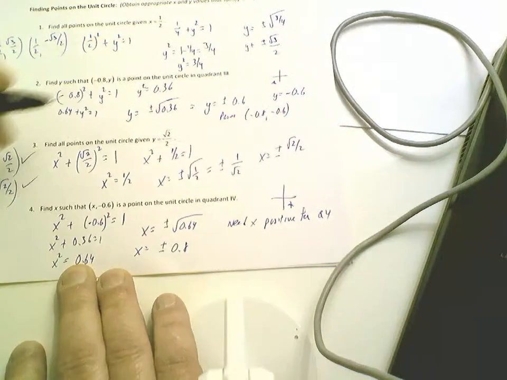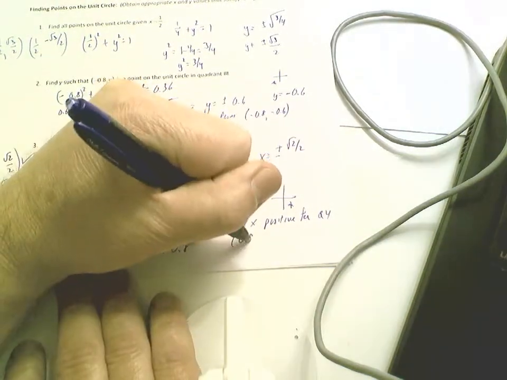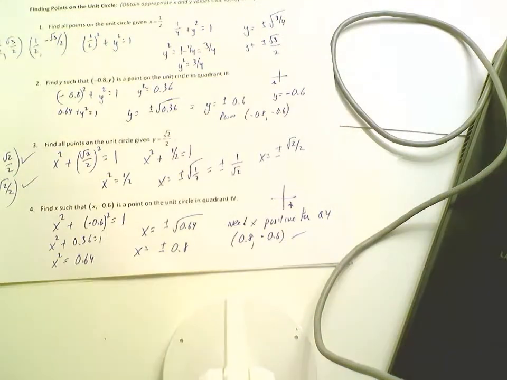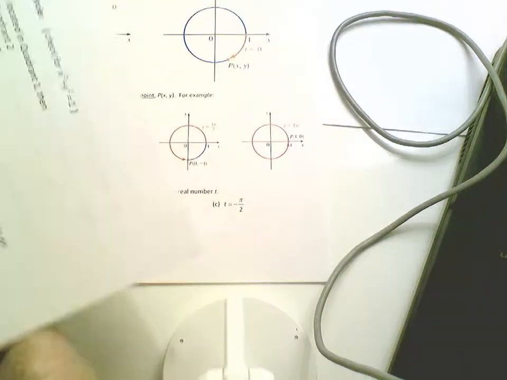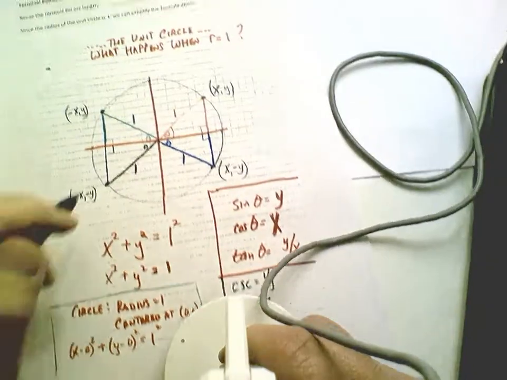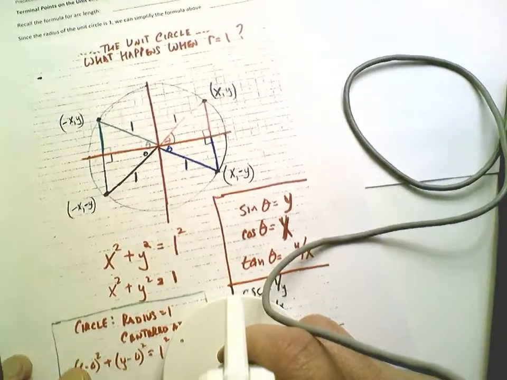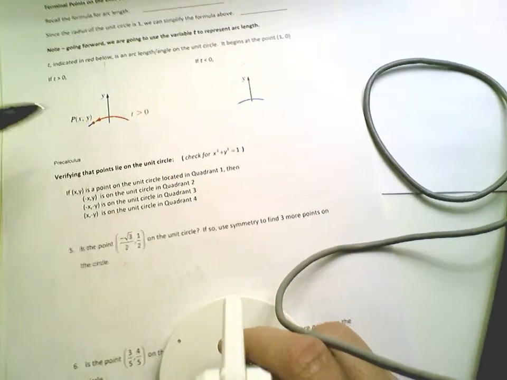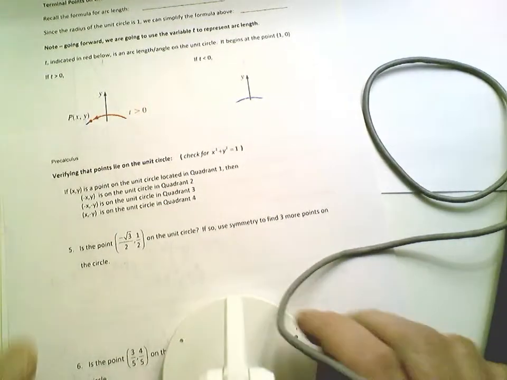What's my point? 0.8, negative 0.6. And we're good. So those are the basics, identifying points on the unit circle. Now, if we come back to our little bow tie diagram, we can feel very comfortable with the following statement that you see here, verifying points on the unit circle.